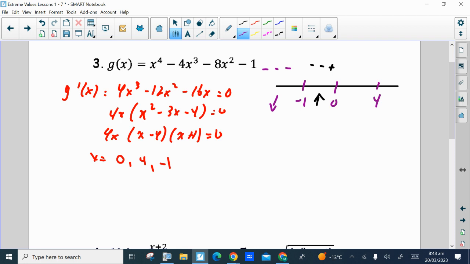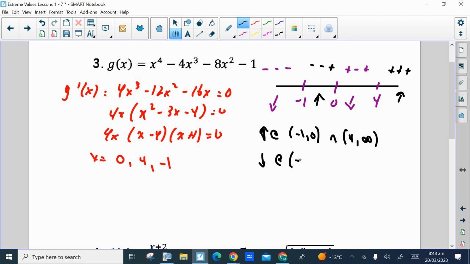Between 0 and 4, let's use positive 1. The first factor is positive, second factor is negative, third factor is positive. 2 positives times a negative is a negative, so the function is decreasing there. And after 4, a number like positive 5, all 3 factors will be positive, so the function is increasing there. So in this case here, the function is increasing from negative 1 to 0, and then from 4 to positive infinity. The function is decreasing from negative infinity to negative 1, and then from 0 to 4.